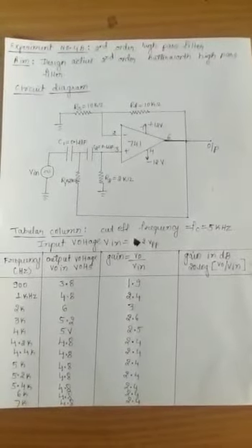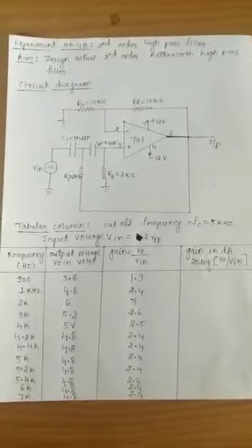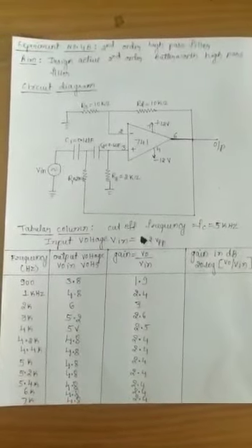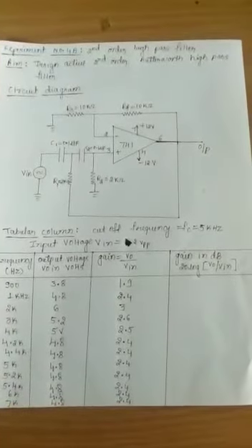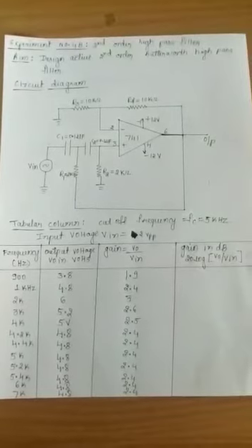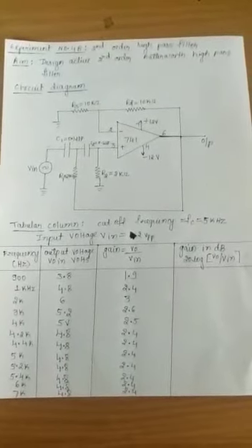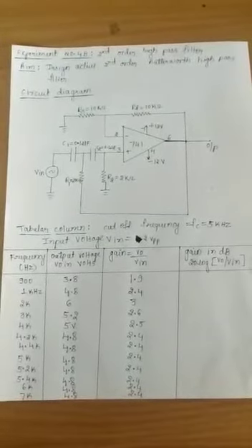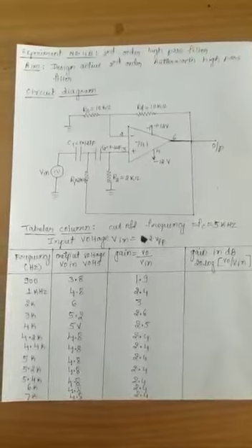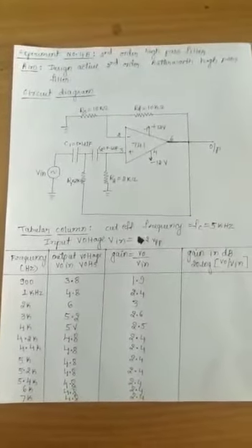Today we'll do experiment number 4B, that is the second order high pass filter. In the last video you studied the second order low pass filter. Now, the second order Butterworth high pass filter. The aim of the experiment is to design an active second order Butterworth high pass filter. Active means active components such as an op amp are used. Butterworth means in the pass band as well as in the stop band you get a flat waveform.